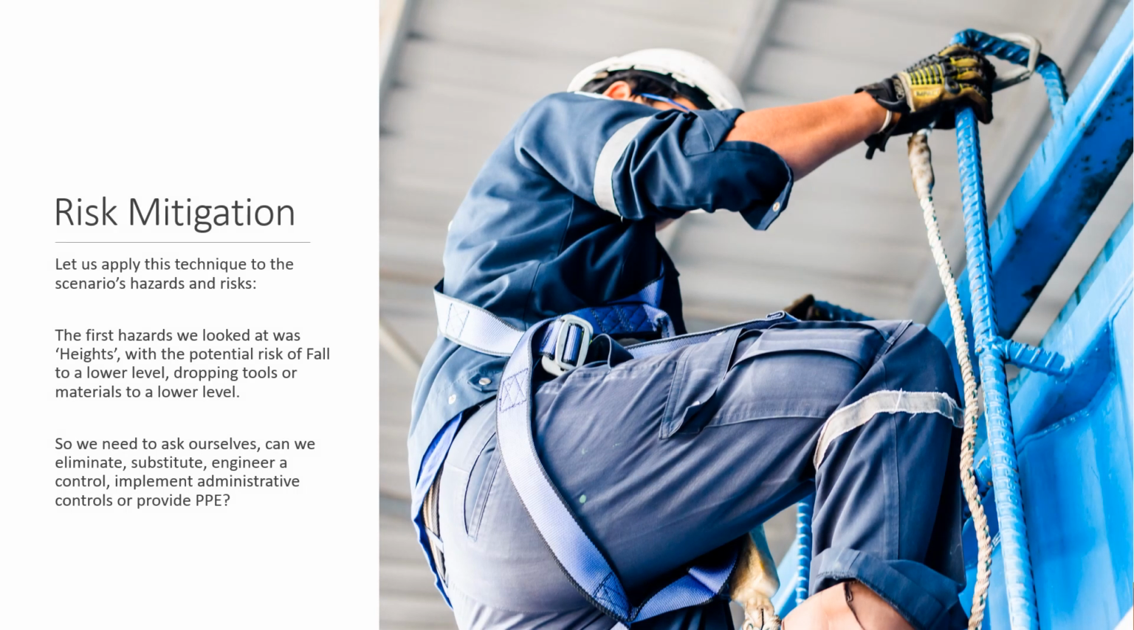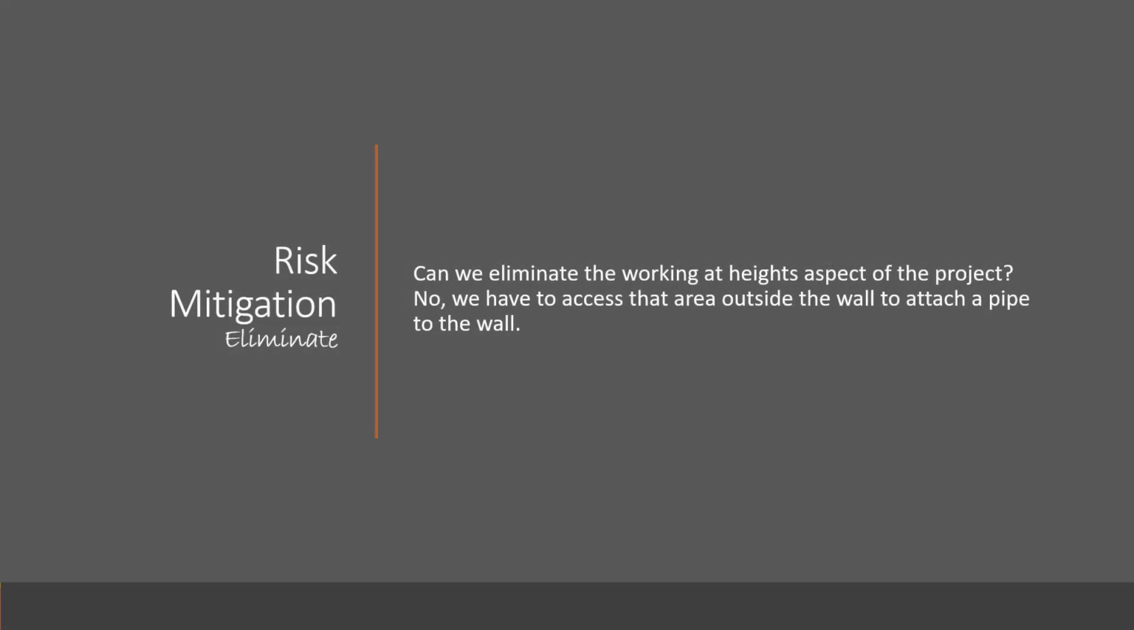Let us now apply these risk mitigation strategies to the task in the scenario that we've just spoken about. The first hazard we looked at was heights, with the potential to fall to a lower level, dropping tools or material to a lower level. So now we need to ask ourselves, can we eliminate, substitute, engineer a control, implement administrative controls, or provide PPE to mitigate this risk properly? Well, let us ask these questions in a step-by-step format.